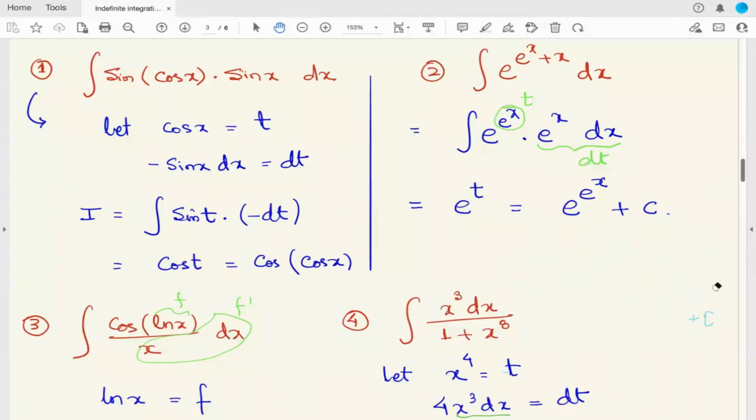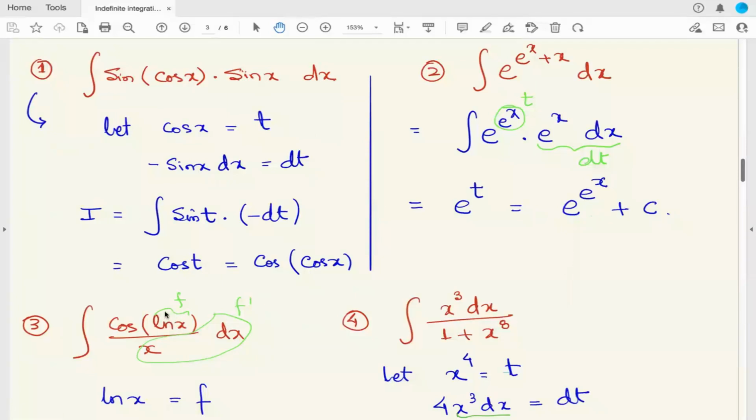Now let's move on to the third question. This is again a complex integrand: cos of ln x divided by x dx. So it's again a complex function. How to approach this problem: we know that the differentiation of ln x is 1 by x, right?